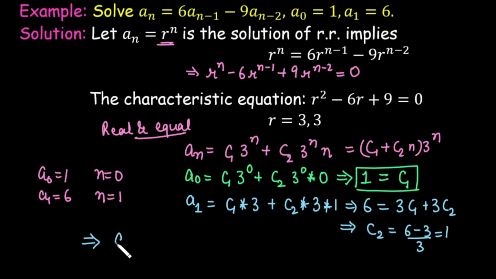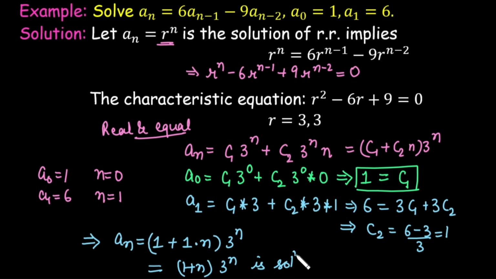And the final solution in this case is equal to 1 plus 1 times n, 3 raised to power n. So this implies (1 plus n) into 3 raised to power n is the solution of this recurrence relation.